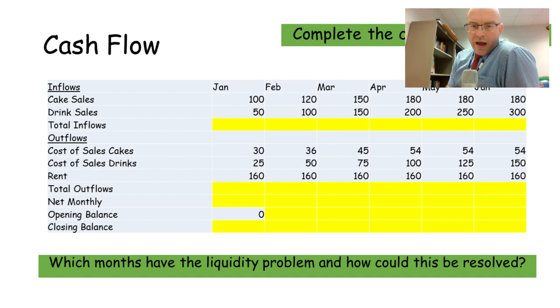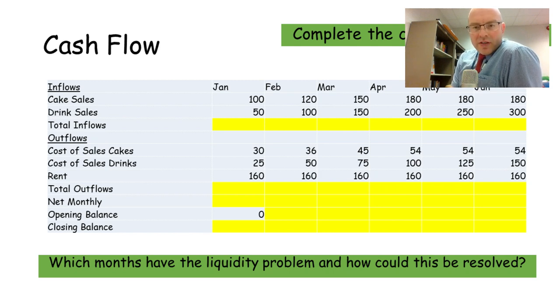Now, to get your total outflows, you obviously need to do the same again, but you need to add together your total outflow. So that's going to be your cost of sales for the cakes, so the cost to make the cakes, the cost of sales for the drinks, and your rent, which is £160. So your total outflows would be 215 for January, 246 for February, 280 for March, 314 for April, 339 for May, and 364 for June.